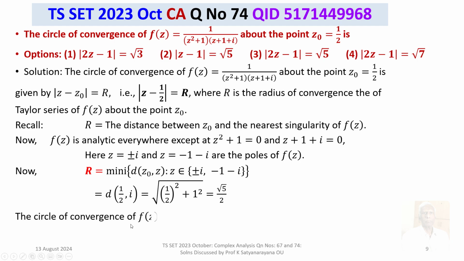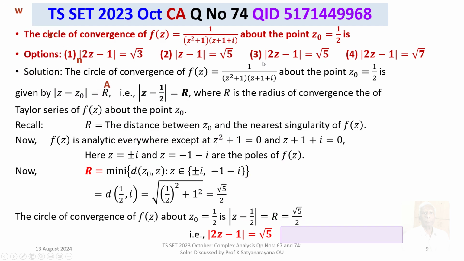So the circle of convergence of f of z about z naught is equal to 1 by 2 is modulus of z minus 1 by 2 equal to r, where r is equal to root 5 by 2. Take the LCM. That is mod 2z minus 1 is equal to root 5. And that is option 3. The answer to this question is option 3. That is the detailed discussion of the solution of this problem.